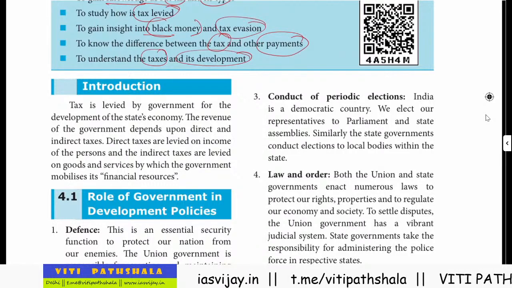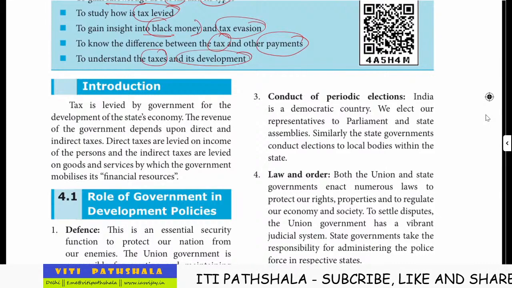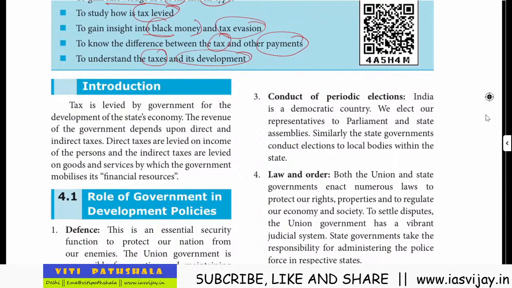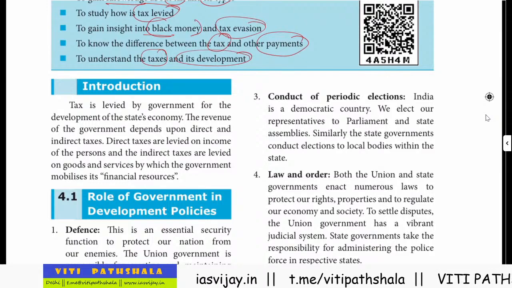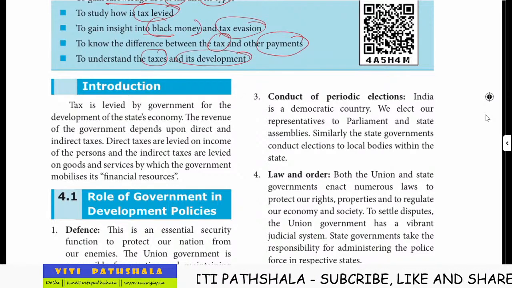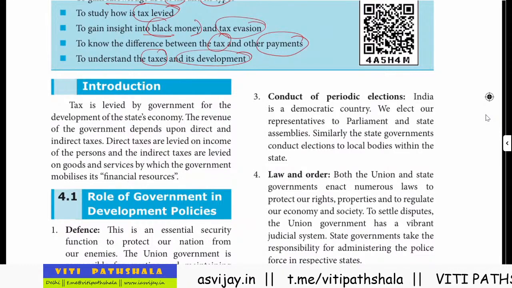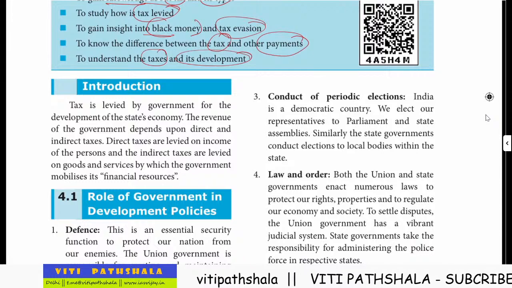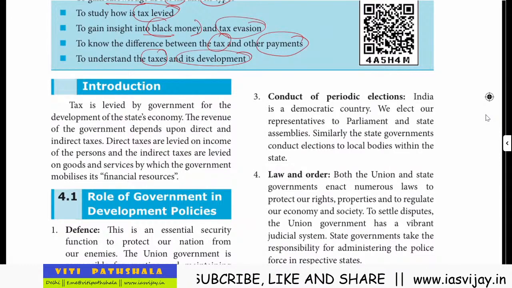Now what is a tax? Tax is levied by the government. It is a type of money that we get from the people. It is levied by the government for the development of the state economy. So it is like a contribution by the people in the development of the state's economy. The revenue of the government depends upon two factors: the direct and indirect taxes.